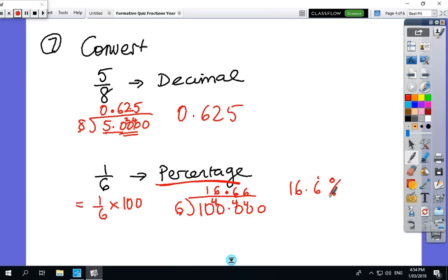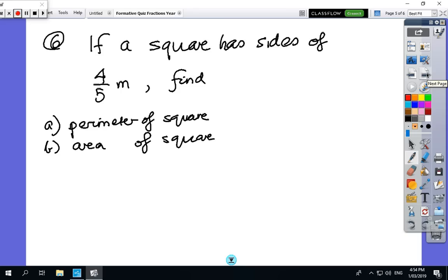Okay, let's look at the next page. Okay, so I've got a couple of pages of problems to do with fractions. So just testing some ideas. So the first one, if a square has a side of 4/5 of a metre, find its perimeter, find its area. So you just have to use some of your knowledge and have a go at this.